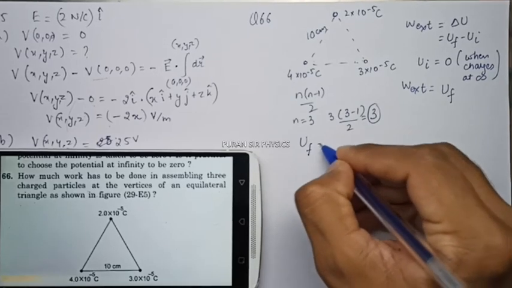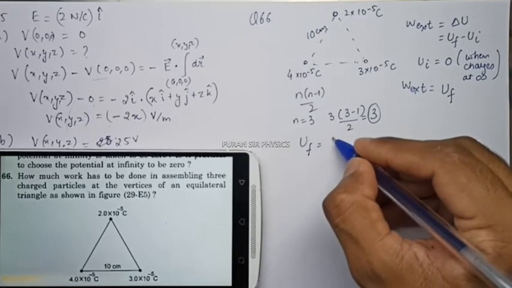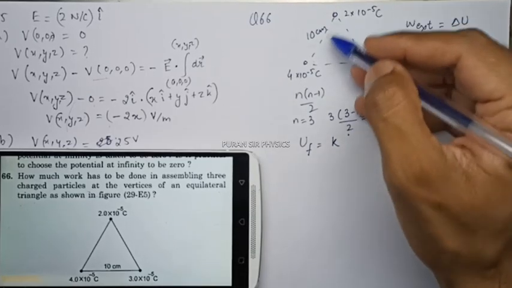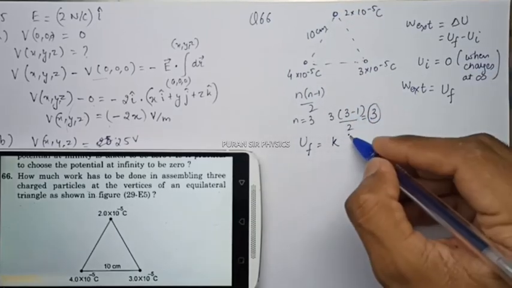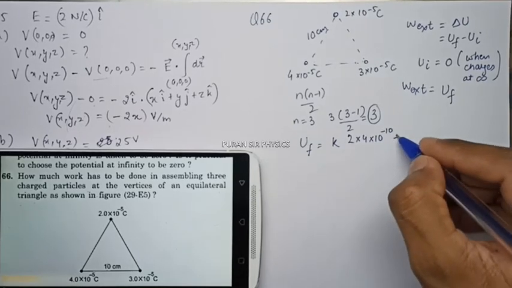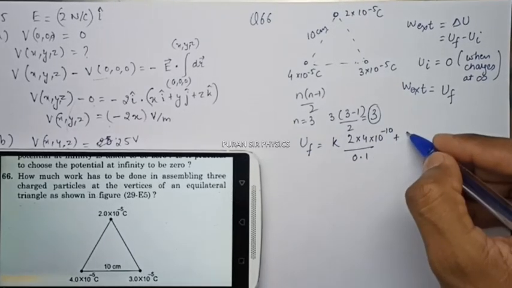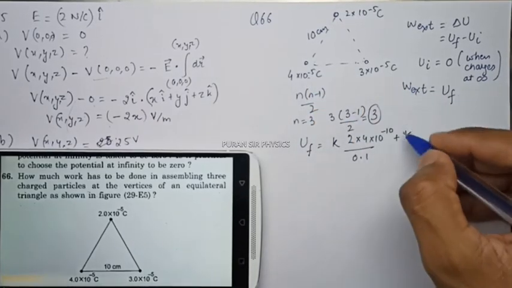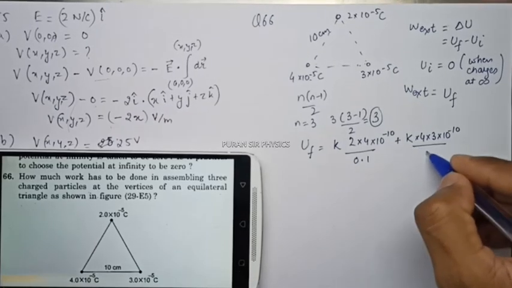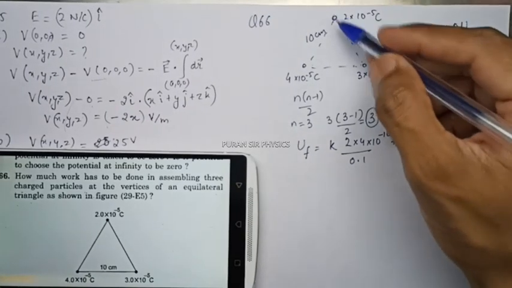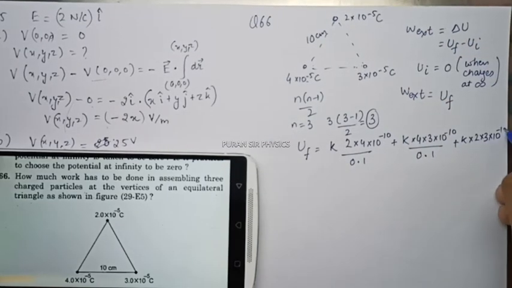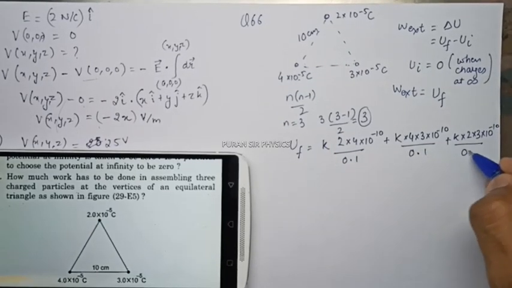So U final will be K, for these two charges, it will be 2 into 4 into 10 raised power minus 10 divided by 0.1. Then K, these two charges, 4 into 3 into 10 raised power minus 10 upon 0.1, distance between them, and these two charges, K into 2 into 3 into 10 raised power minus 10 divided by 0.1.